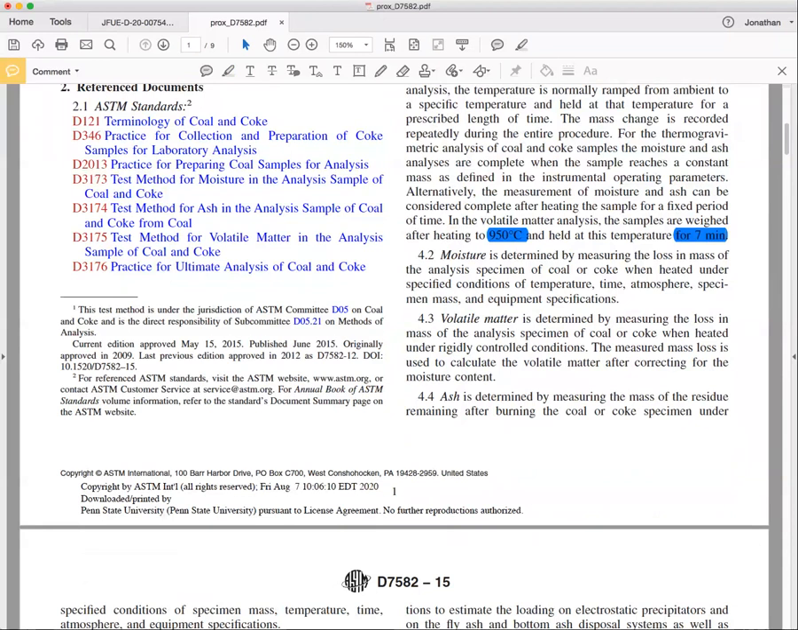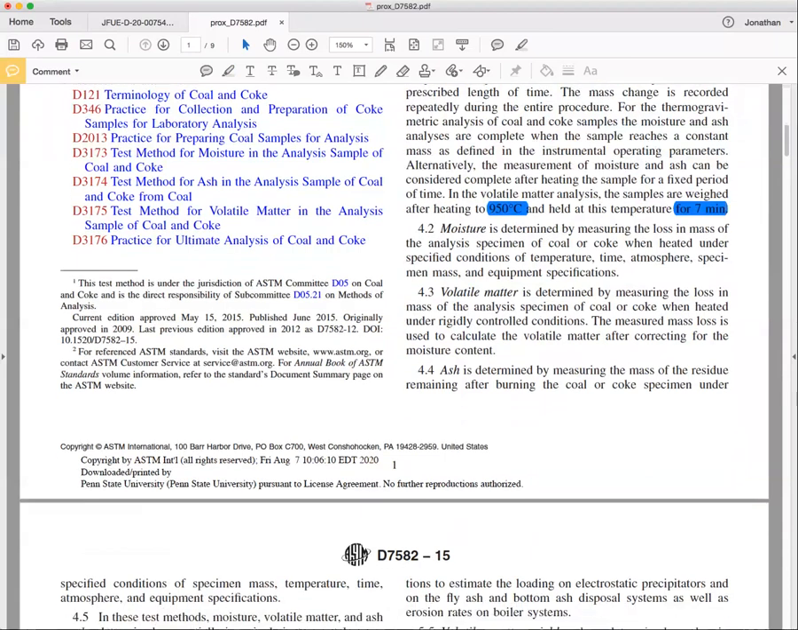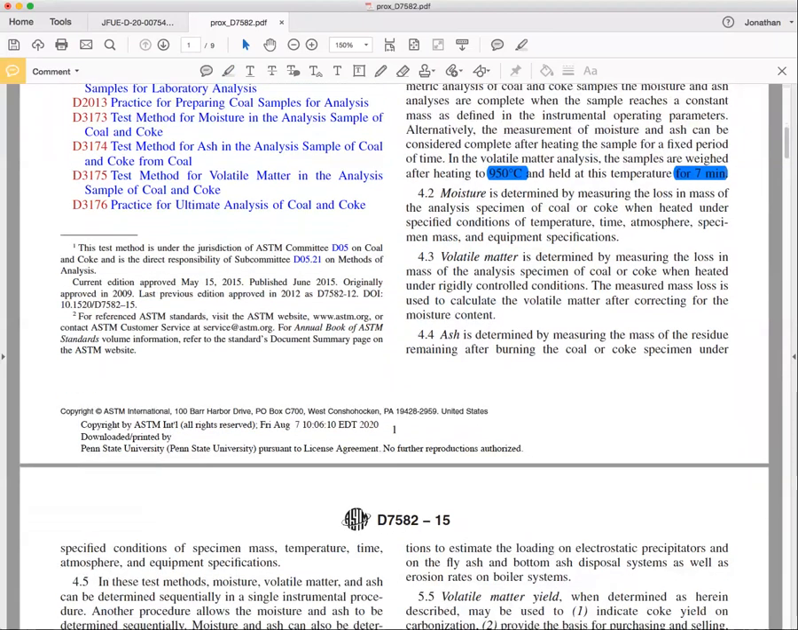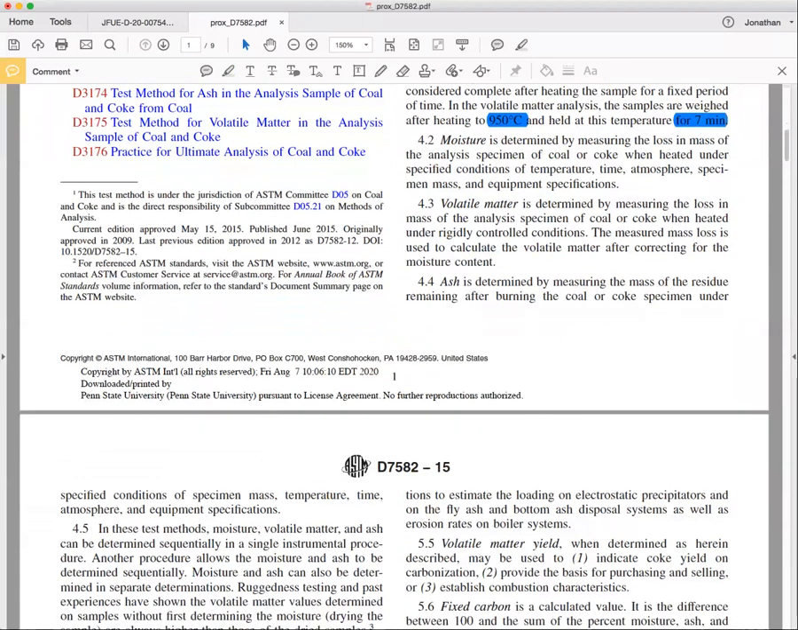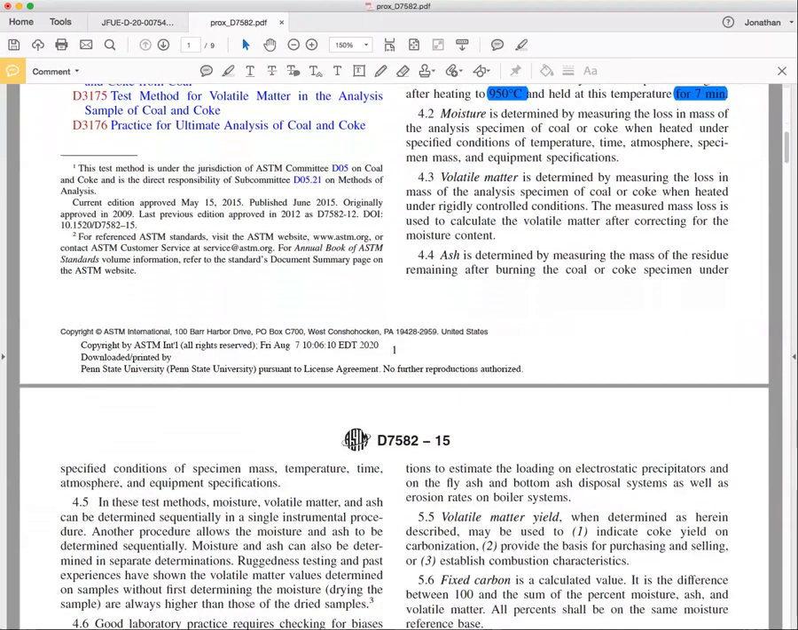Moisture is determined from mass loss when heated under very specific conditions, and we'll get to those specific conditions. There's more on this information related to temperature and time in the procedure, which is what you would put into the theory section.